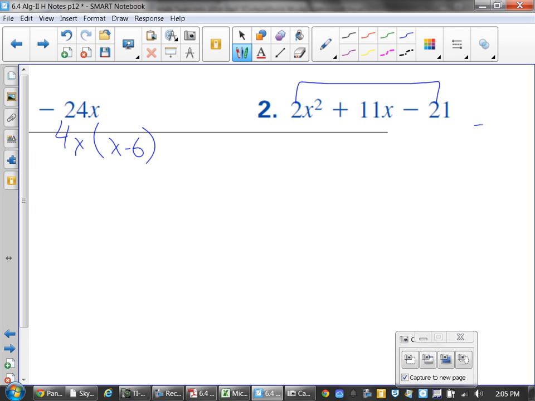What times what is negative 42 and adds together to a positive 11? Positive 14, negative 3. Okay. So you have 2x squared minus 3x plus 14x minus 21. You're turning the trinomial into 4 separate terms, so that way you can factor by grouping.